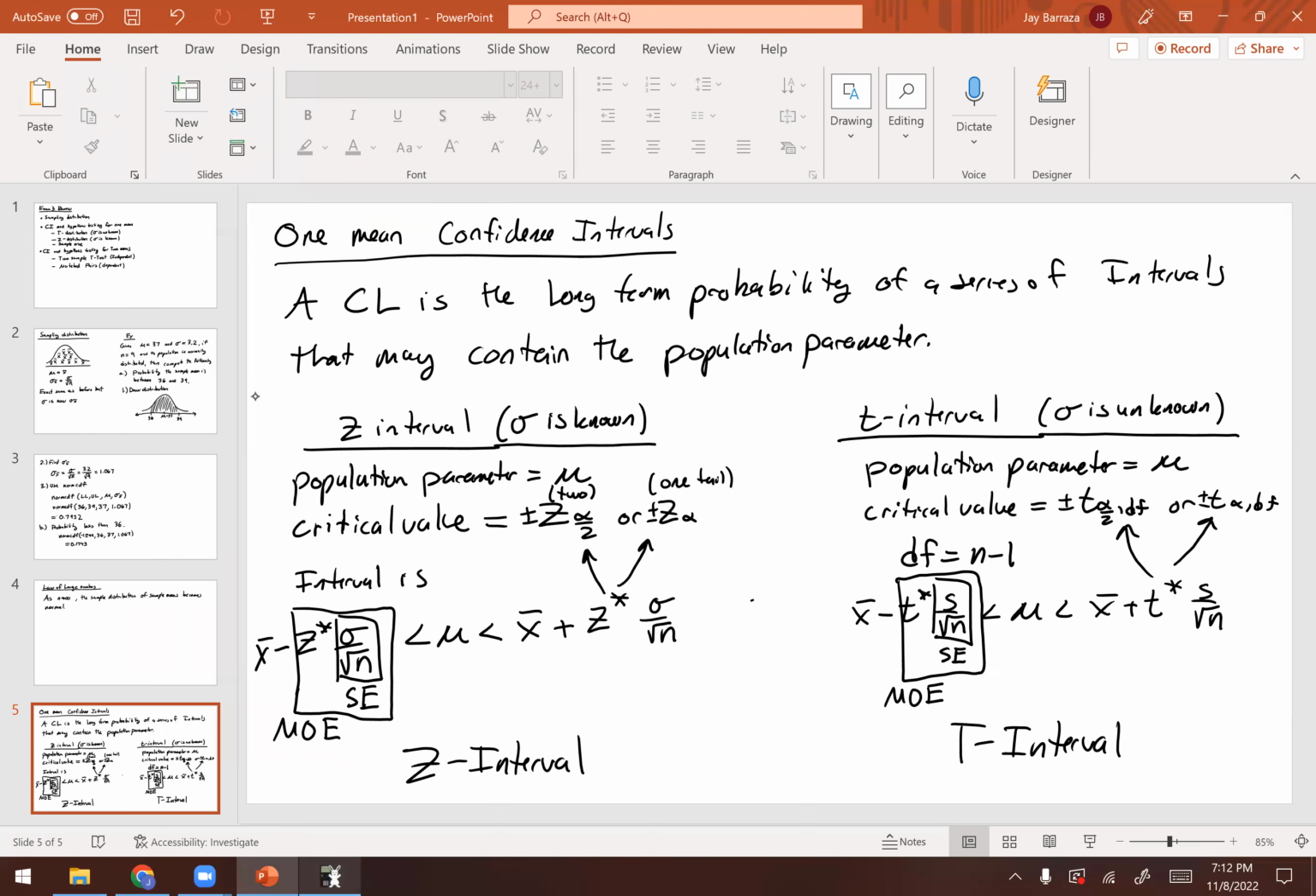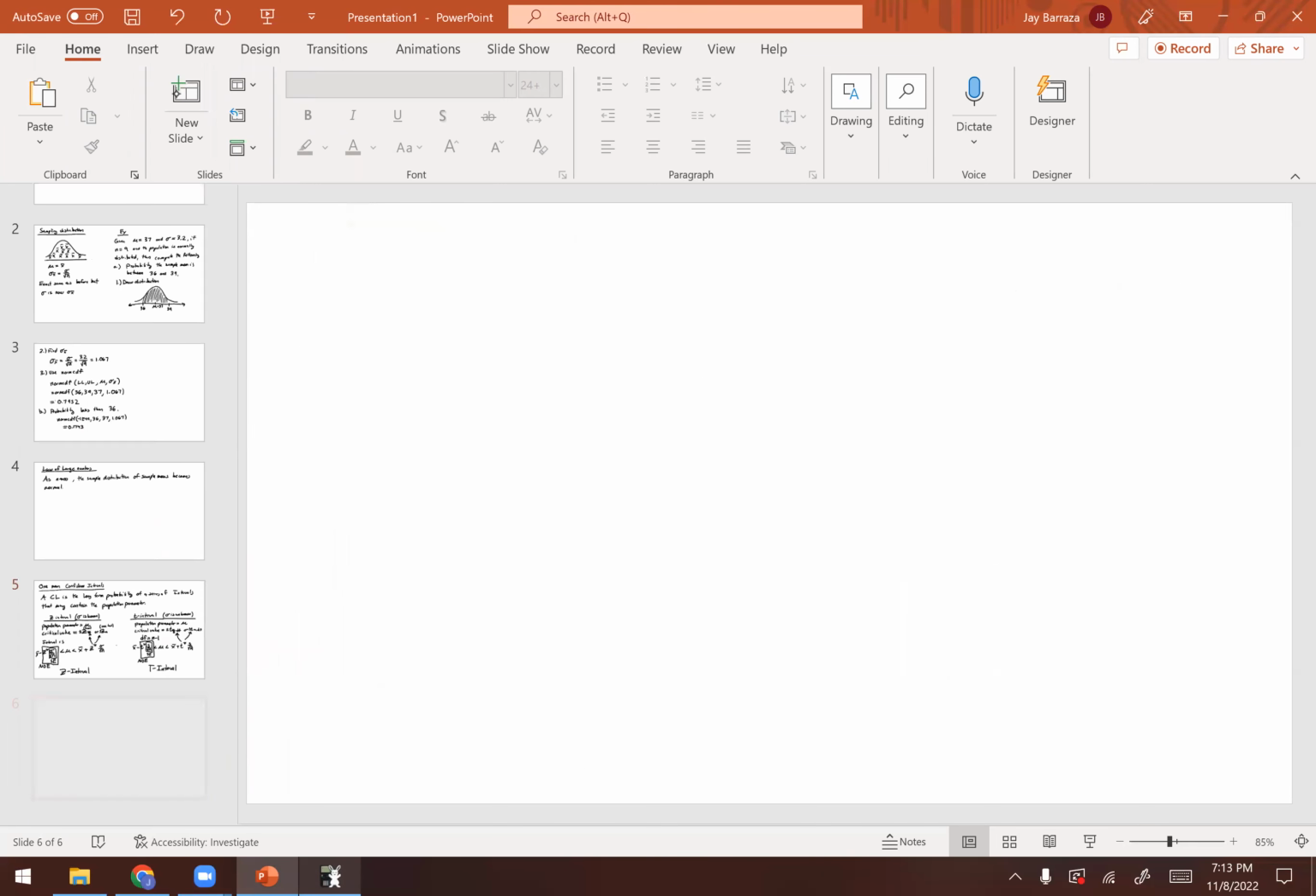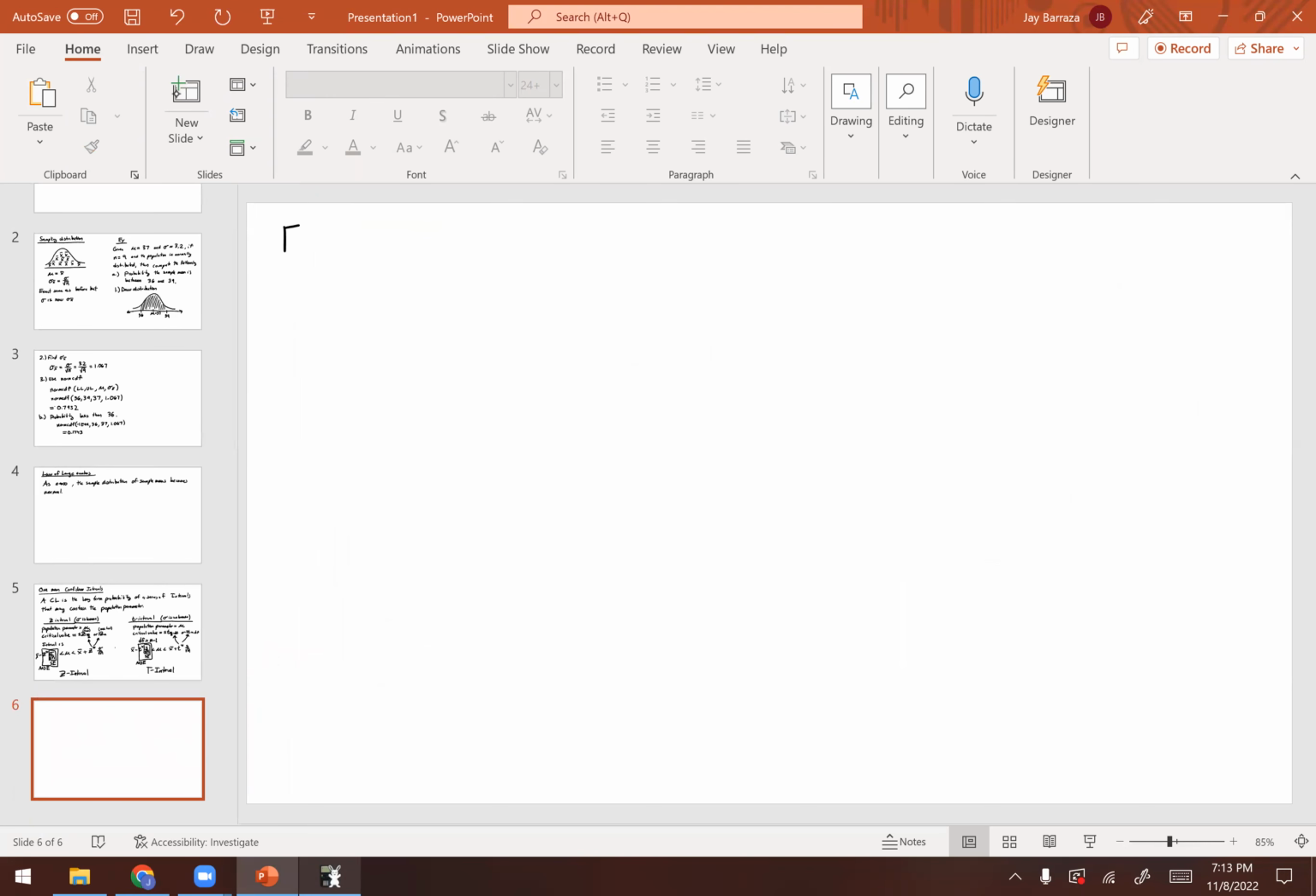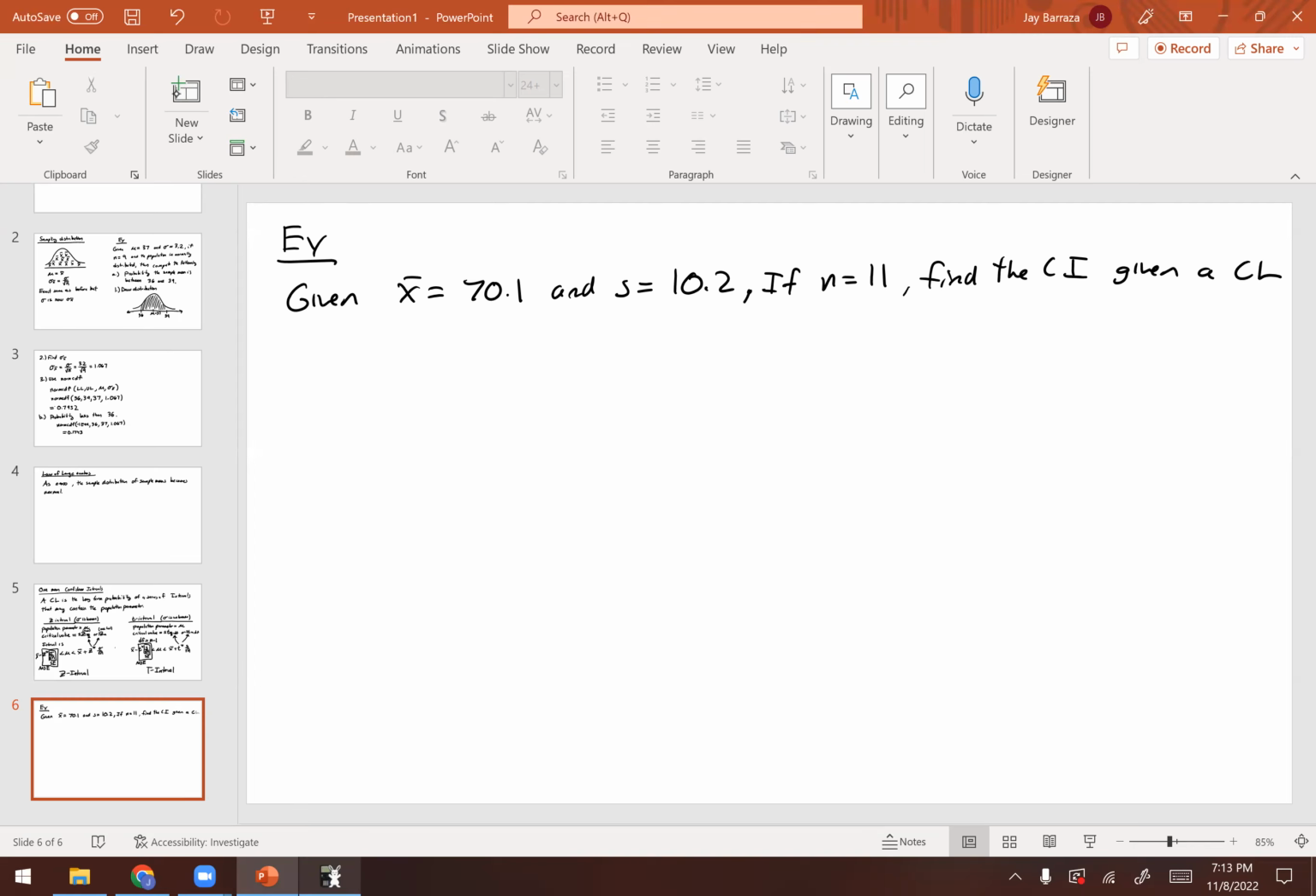Any questions so far? So we'll just practice finding a confidence interval. Example: given x bar is equal to 70.1 and s equals 10.2, if n equals 11, find the confidence interval given a confidence level of 90%.